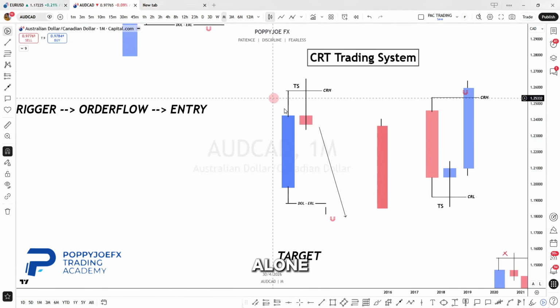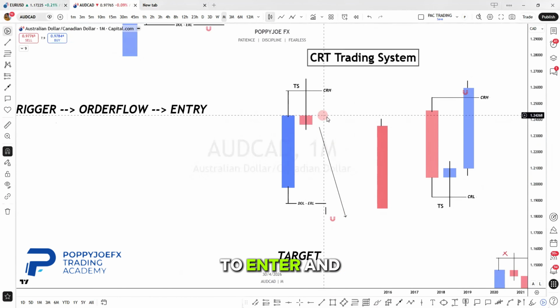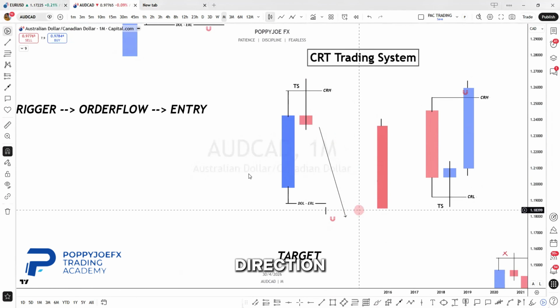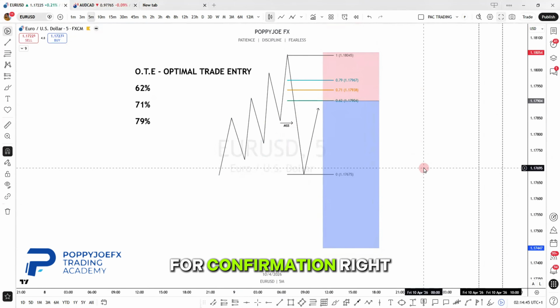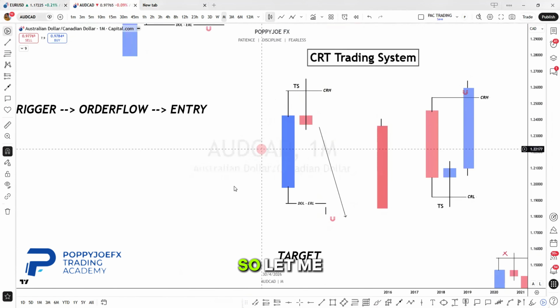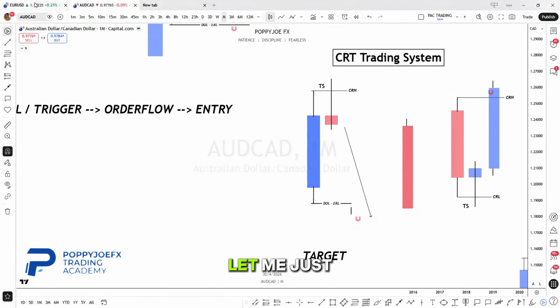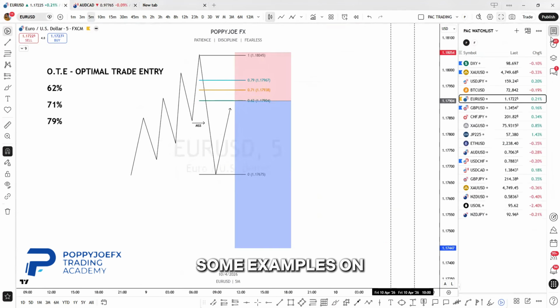So that signal alone, once I spot this particular thing and I want to enter and trade towards this direction, that is when we are going to be making use of OTE for confirmation, right? And for entry as well. So let me just quickly show you some examples on the chart.